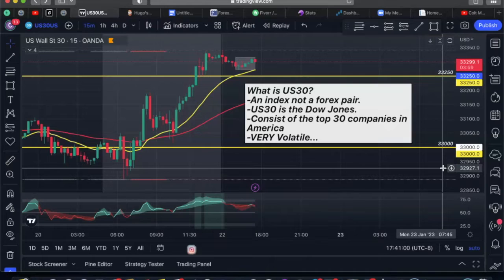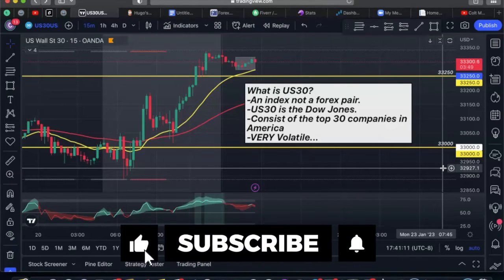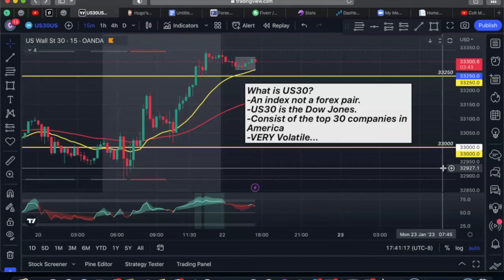A lot of you are probably wondering what US30 is, and this is very important to actually understand before you go and trade it and you're all confused. So US30 is actually an index. This is not a Forex pair. And I know a lot of you are probably used to Forex pairs like Euro USD, USD JPY. When I heard about US30, I was a little confused. I was like, wait, US30, what exactly is this?